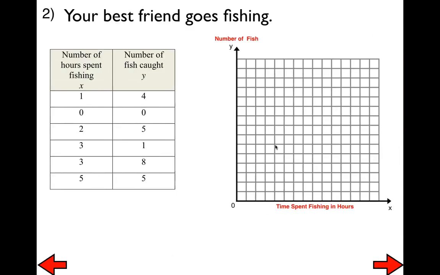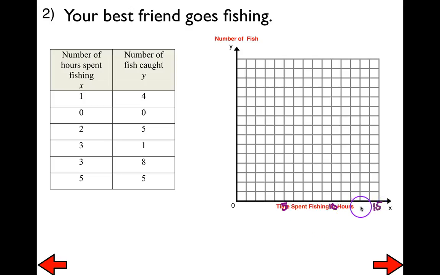Okay, so let's take a look at number 2. Your best friend goes fishing. And here we have some information on how long they went fishing for and how much they caught. So here, looking at the numbers, I can appropriately scale everything. Since this goes from 0 to 5, I'm just going to scale everything by 1. So 1, 2, 3, 4, 5, 6, 7, 8, 9, 10, and 15.